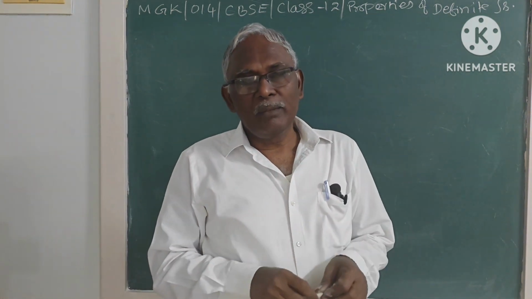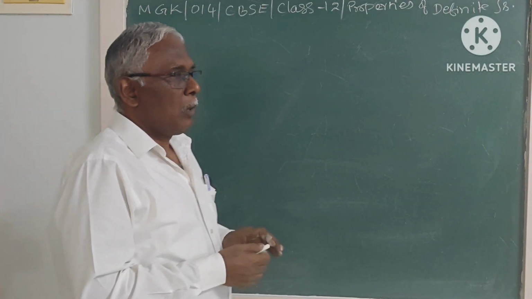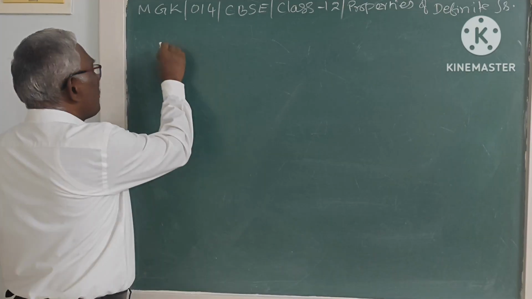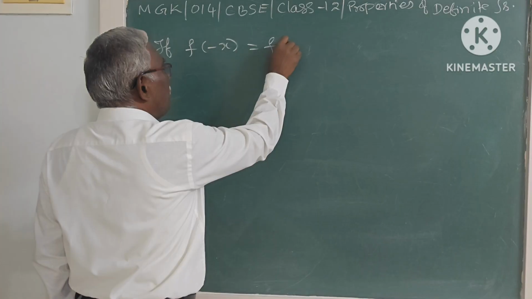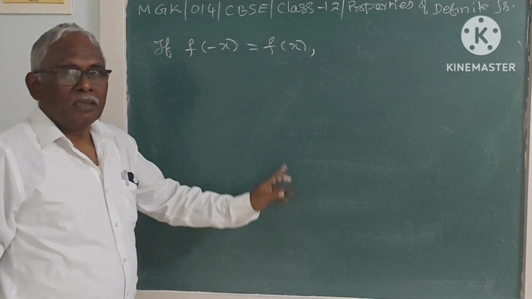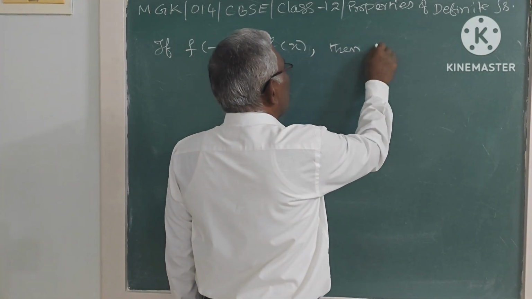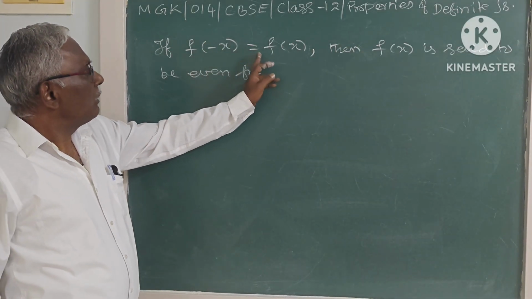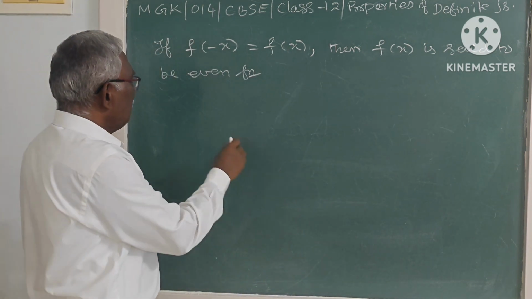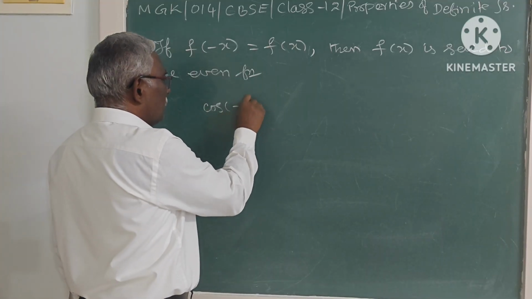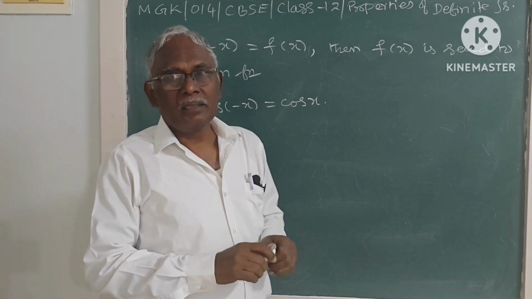Now let us see what is even function and what is odd function. Let f of x be a function. If f of minus x is equal to f of x, then f of x is said to be even function. For example, take cos of minus x. This is equal to cos x only. So we can say cos x is even function.